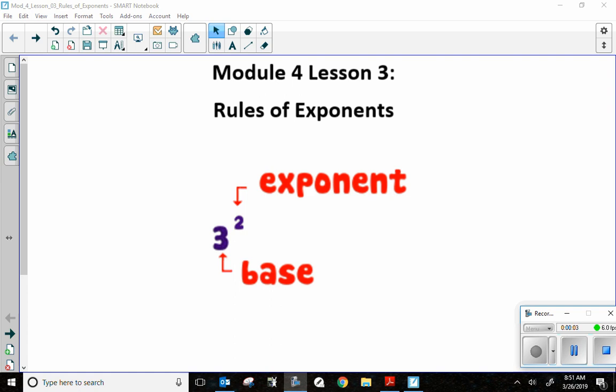Hey, hey, hey. Unit 4, Lesson 3. All right. Rules of exponents. A lot of this should be review. So let's just get started right into it.